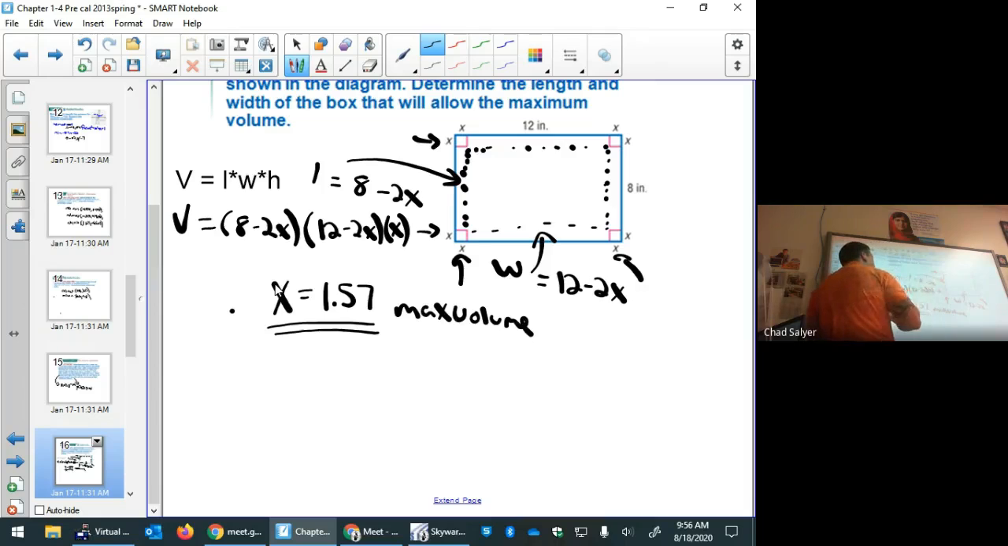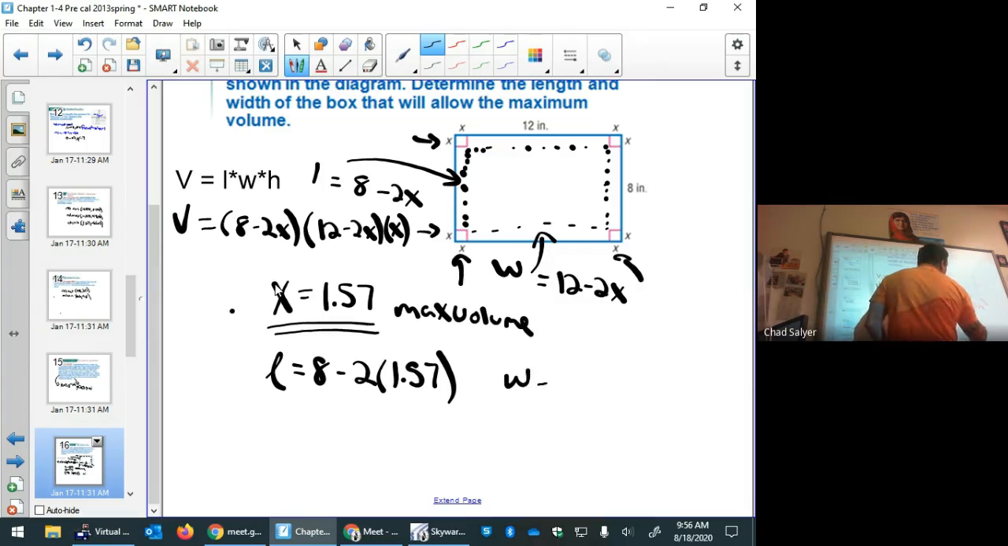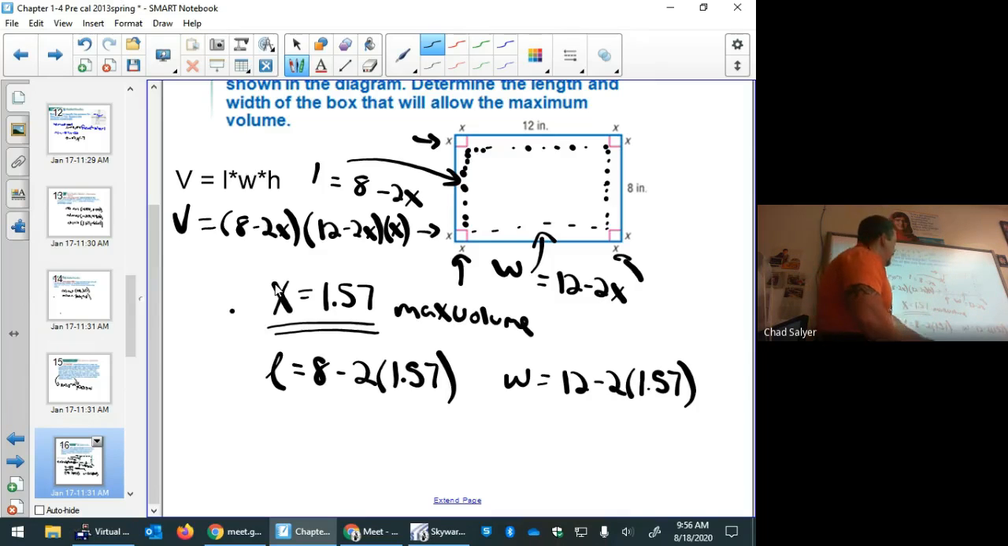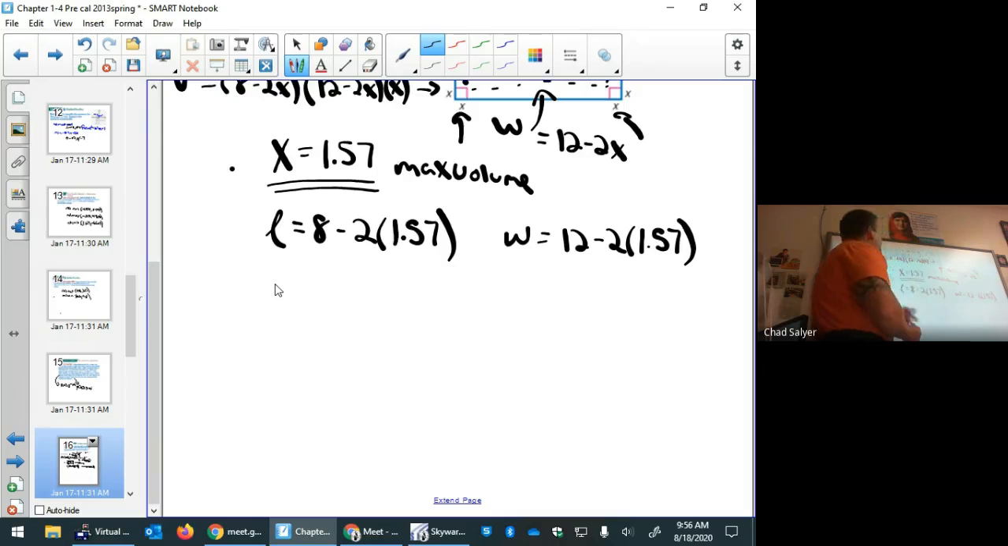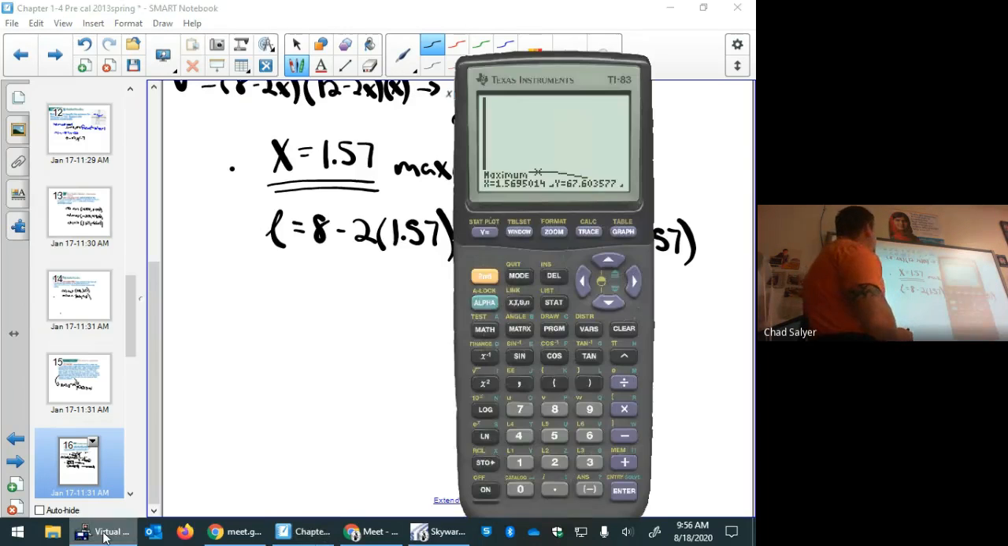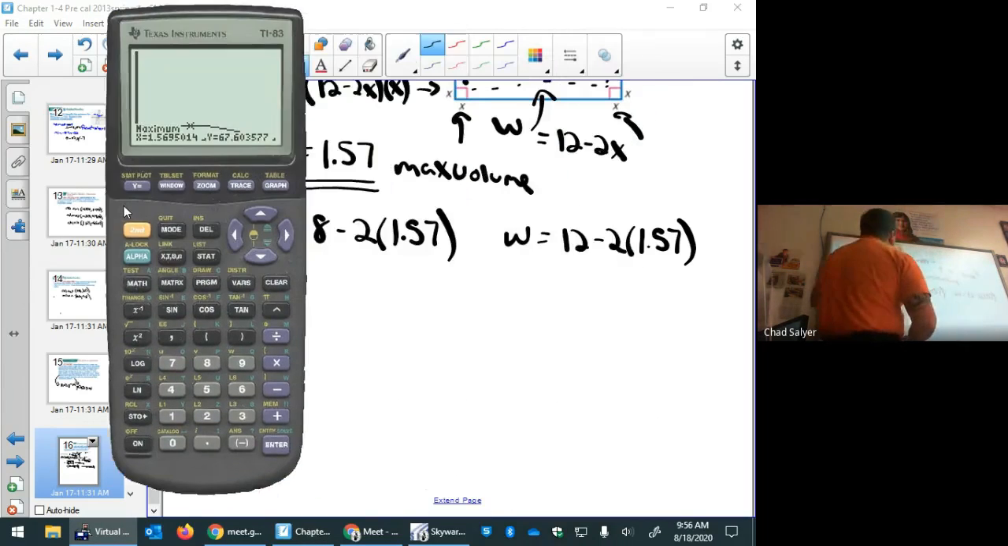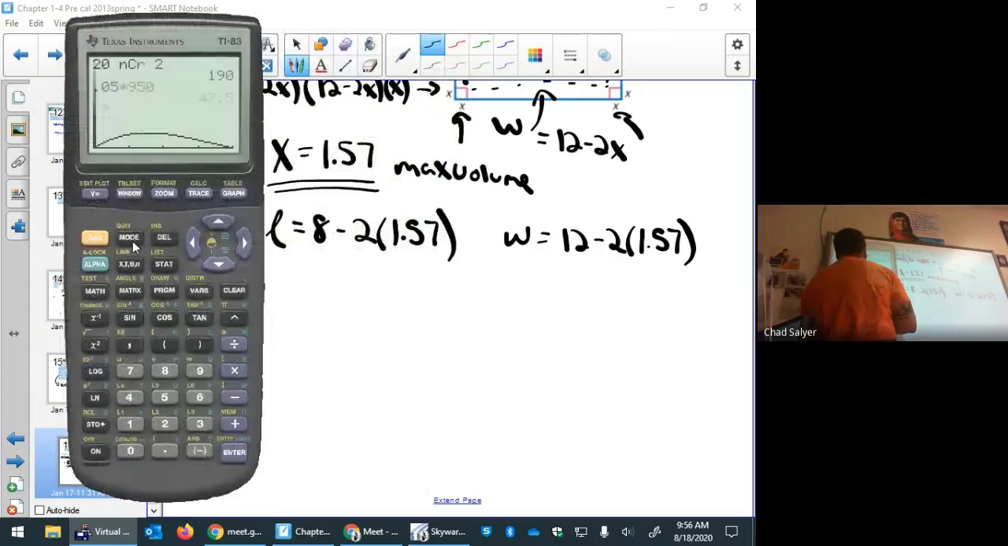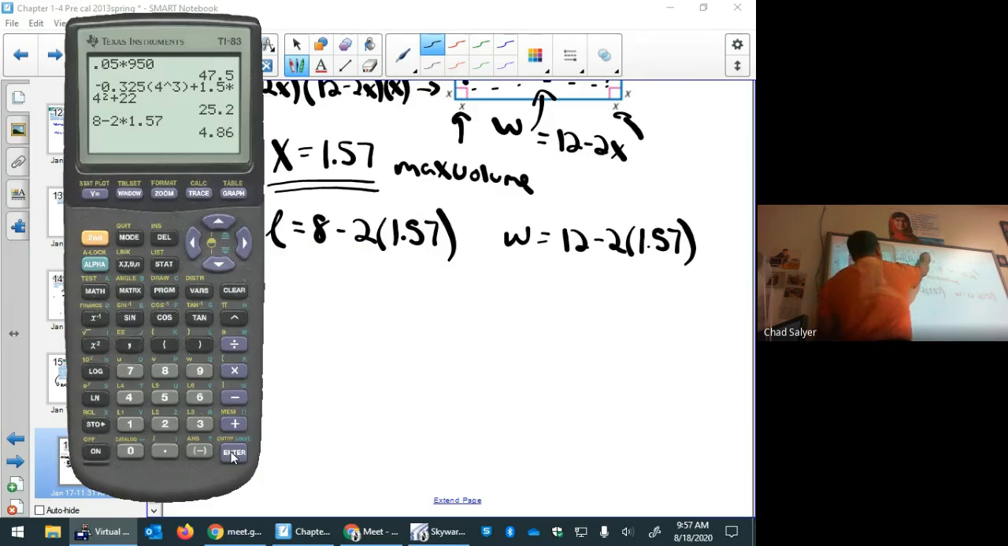But we don't want x, we want length and width. Remember that the length equals 8 minus 2x, and the width equals 12 minus 2x. So once we find that x that optimizes, we can plug it into these expressions and find our length and width. So 8 minus 2 times 1.57. It's about 4.86.